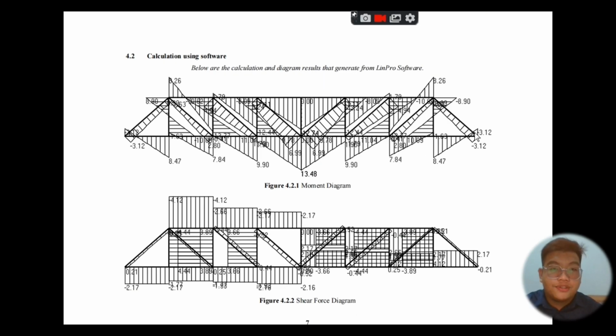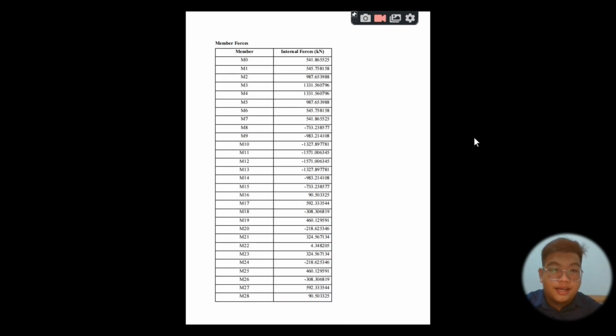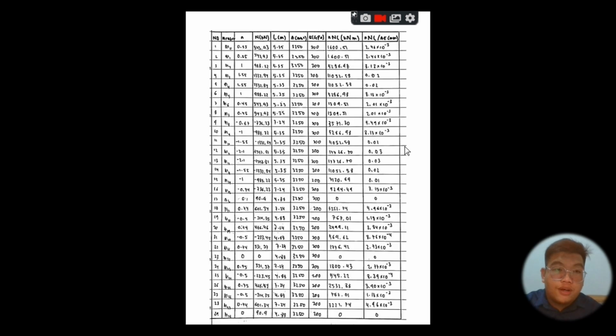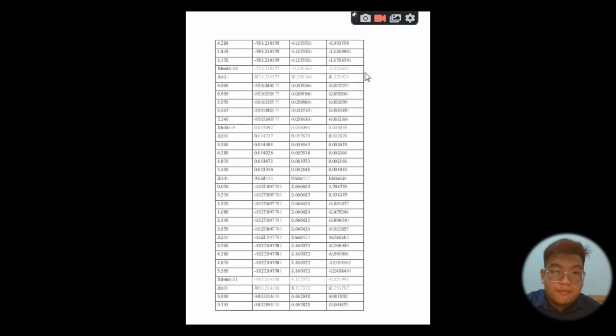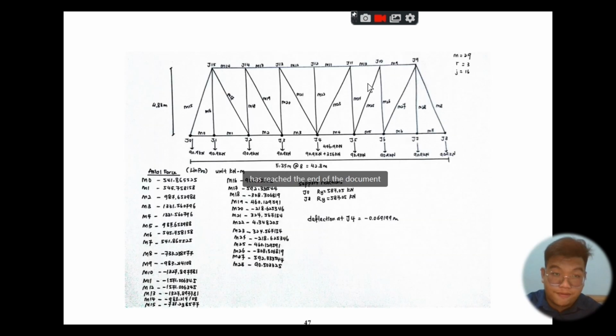So here are the diagram results that are generated from LINPRO software, and here is the member force value that we get from the LINPRO, and we also attach the output result from LINPRO for all the members and the criteria that analyzed by the software.